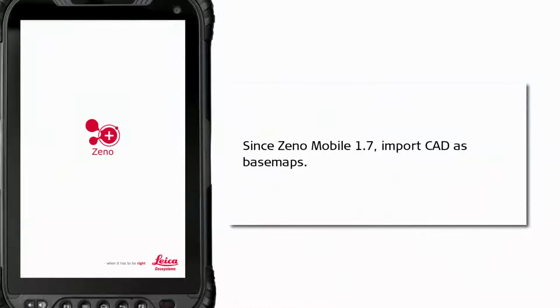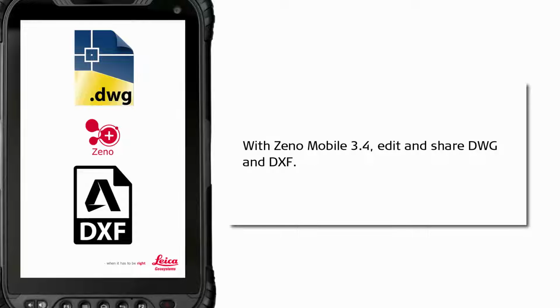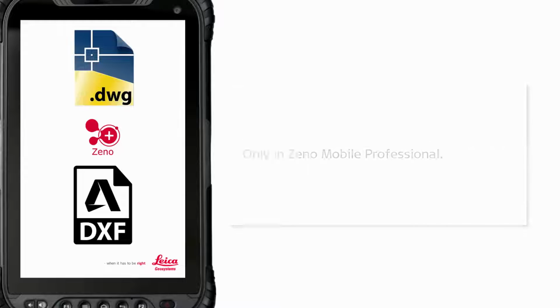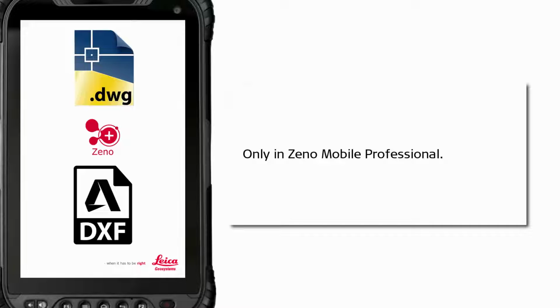Since the release of Zeno Mobile 1.7, it's been possible to import CAD files, but they could only be used as read-only base maps. With the release of Zeno Mobile 3.4, it's now possible to both edit and share DWG and DXF files. This benefit is only available in Zeno Mobile Professional. Let's see some example workflows.